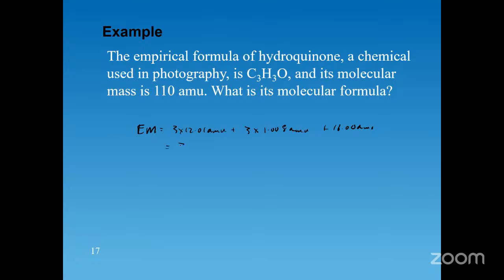And this is going to give 36.03 AMU. This is going to give 3.024 AMU. And this is still going to give 16.00 AMU. And then we do the addition: 36.03 plus 3.024 plus 16. So I got 55.05 AMU. And then we get the integral factor by dividing the molar mass by the empirical mass.